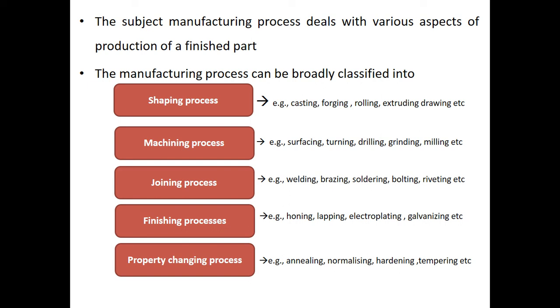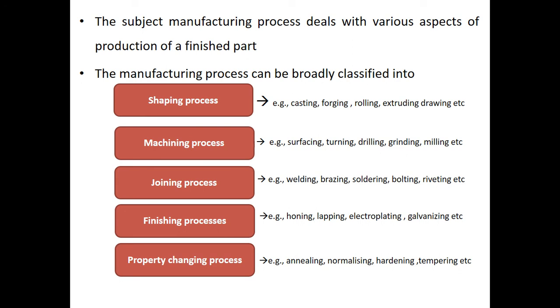So the finishing processes are those by which the required surface finish, and sometimes a protective coating, is provided to the part. It is not treated as a metal removing process, but even though some small amount of metal removal or addition takes place. The common processes under this category are honing, lapping, electroplating, and galvanizing.